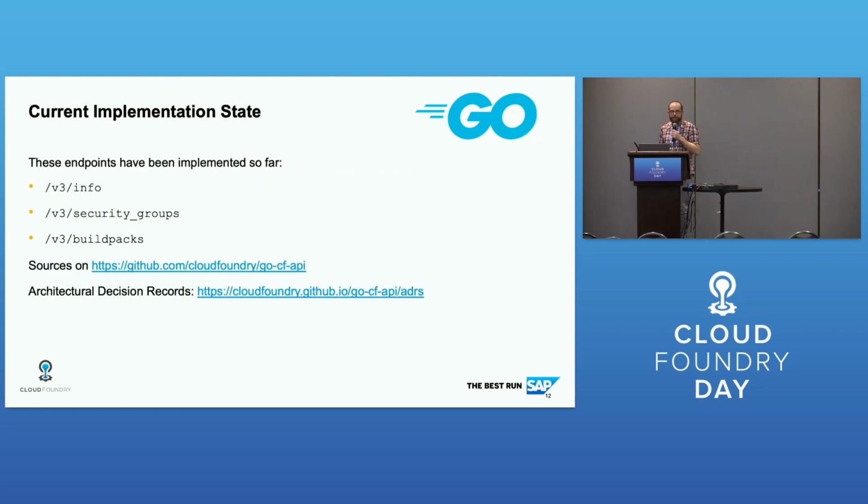And this is the current implementation state. We have implemented only v3 info, v3 security groups, and buildpacks. If you're interested, the sources are on github.com/cloudfoundry in the Go CF API repository. That's how we are naming this project at the moment. And you can also find all architectural decision records in this document here.